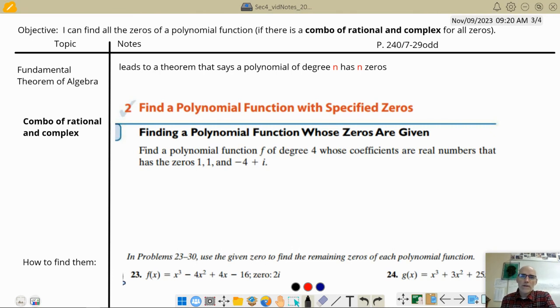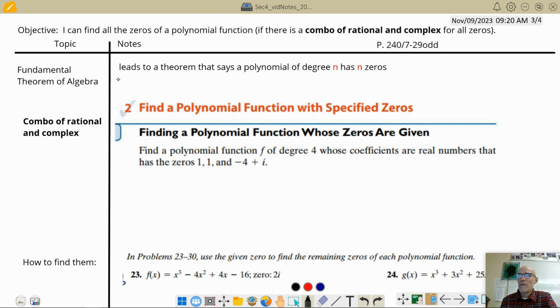This is what we're roughly going to talk about in class today. Okay. We're going to find all zeros of a polynomial function. And you might feel like, hey, isn't that what we were doing in section 5? We were finding all the zeros. Well, we could only find the real zeros. We didn't talk about the other zeros.